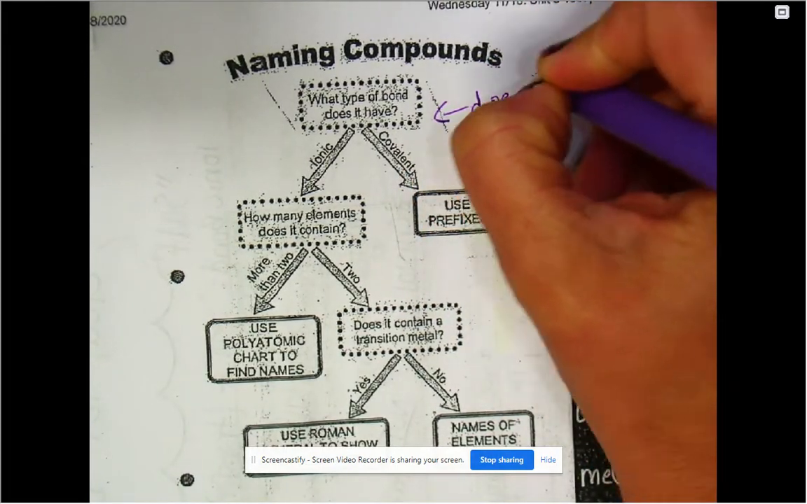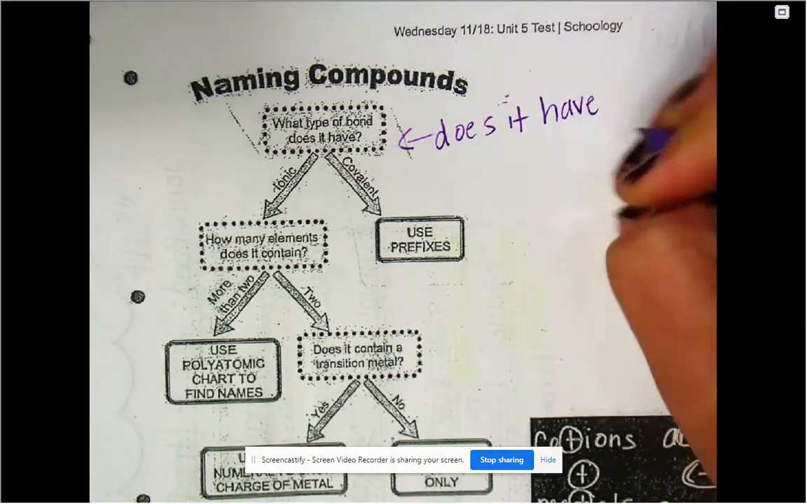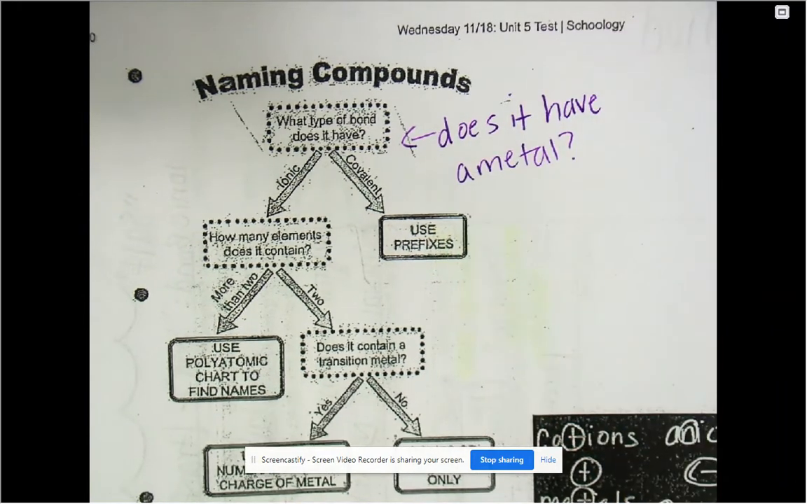You said page 2. I know, I'm sorry, I lied. Does it have, I changed my mind. Does it have a metal? Yeah. Oh, goodness. All right. Okay.